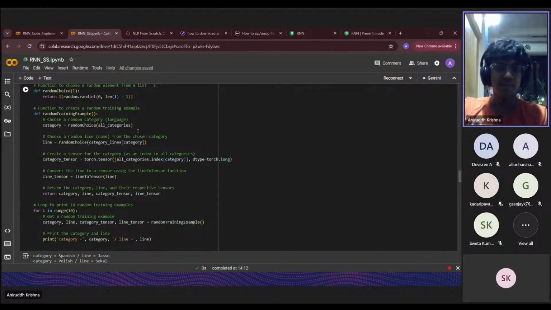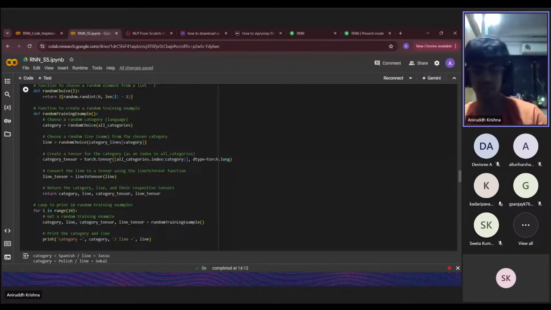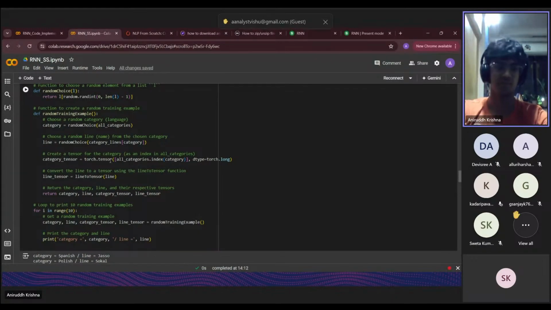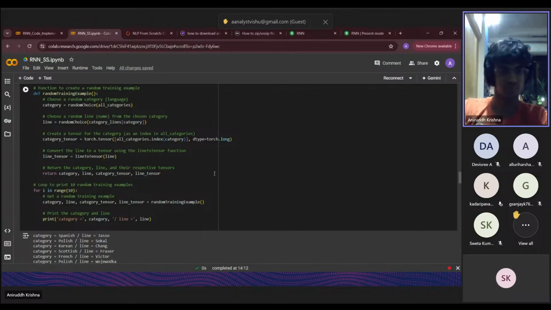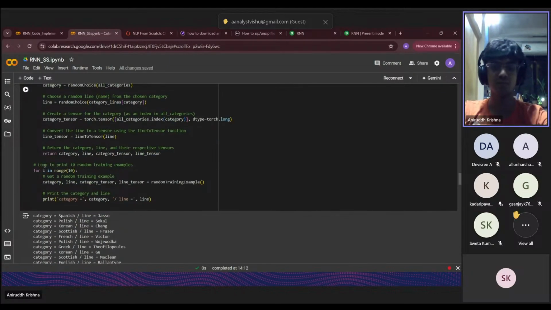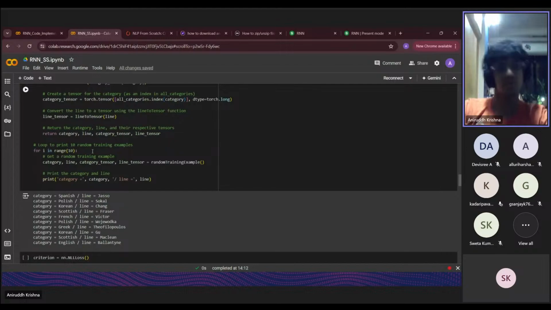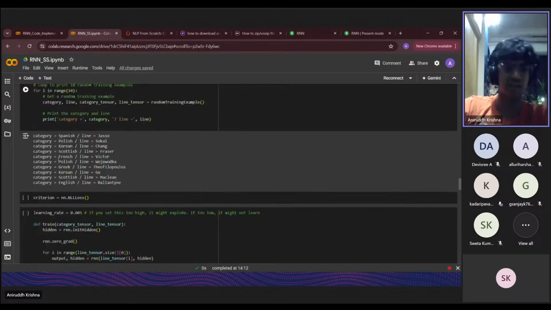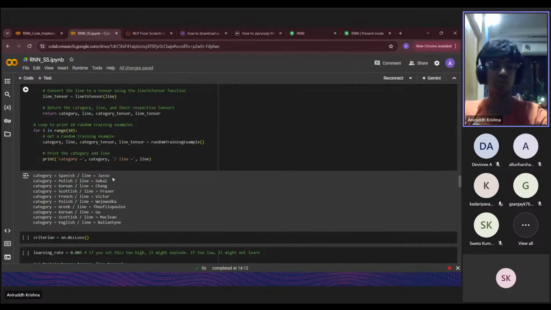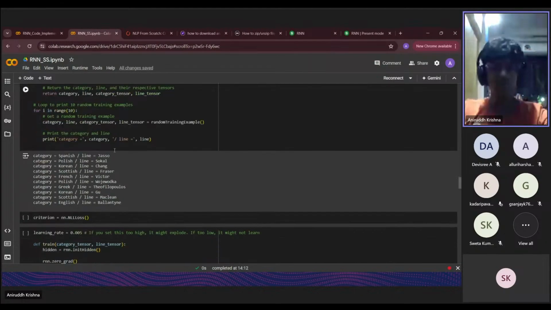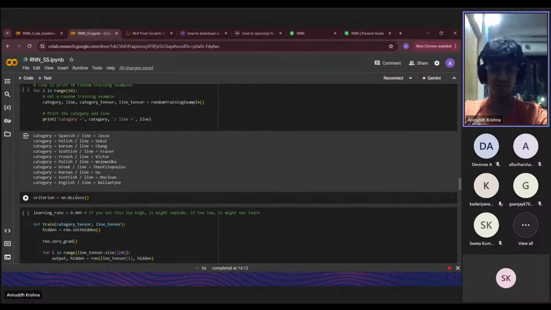The category tensor would just be changing the category to a tensor, as we have seen, and line tensor would be changing the line to a tensor, because again, the model cannot use words, it needs numbers. And we would return all these. Then here I'm just using the for loop to print all the values that I'm getting. So category is Spanish, line is Jaso, and I'll be getting the tensors for both. After this, I define my loss function as nn.NLLLoss, which is one loss that we'll be using here.